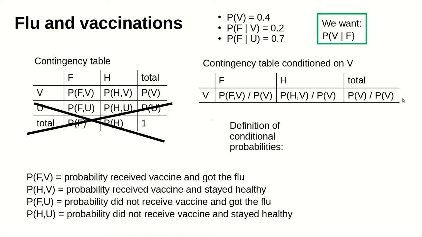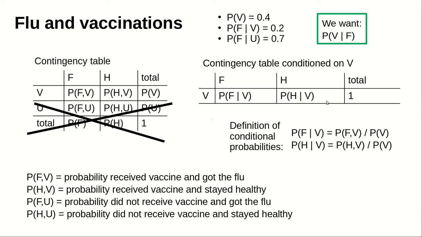The probability P(F|V), or the probability of getting the flu conditioned on receiving the vaccine, is P(F,V) divided by P(V). Similarly, P(H|V), or the probability of staying healthy conditioned on receiving the vaccine, is the probability of staying healthy and receiving the vaccine, P(H,V), divided by the probability of receiving the vaccine, P(V). We rewrite the conditional contingency table with that notation and simplify the total to be 1.